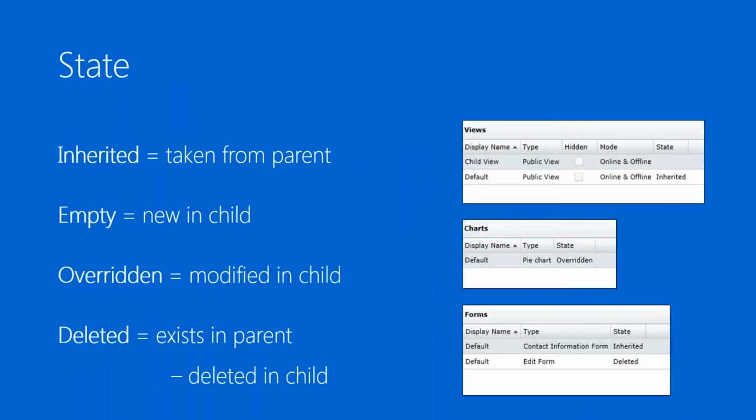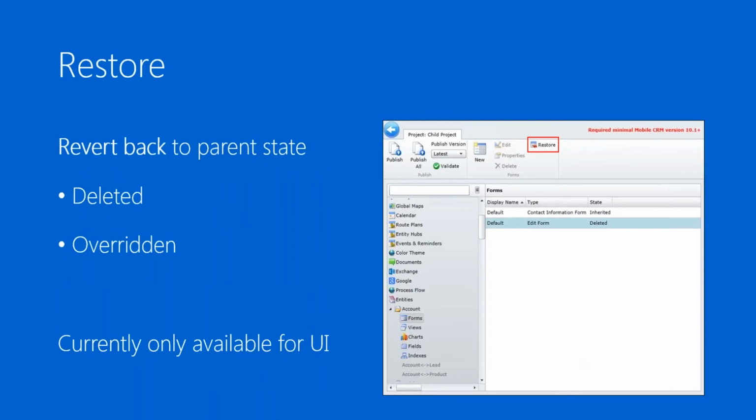We have two solutions for that. The first is that now on views, charts, and forms, you can see the state. Inherited means that it's taken from the parent and it's not modified. When there is nothing for the state, that means it's a new element in the child. Overridden means it has been modified in the child project, and deleted means it exists in the parent but has been deleted in the child. If you have deleted something and you would like to return it to the parent state, you can just click restore and it will go back there.